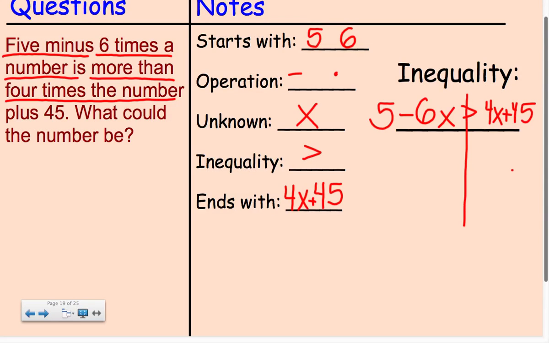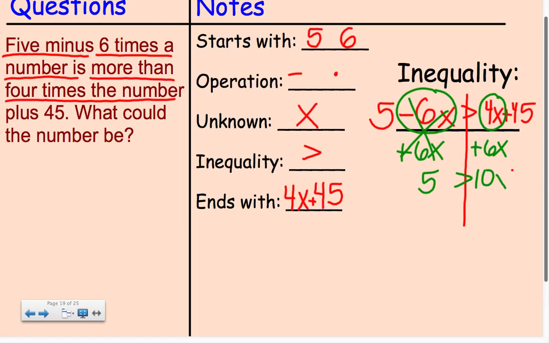Train tracks. And now we have a variable on both sides. So if I want to keep things positive, I'm going to add 6x to both sides. We have to get our variable on the same side first. Bring down the 5. 4 and 6 make 10.